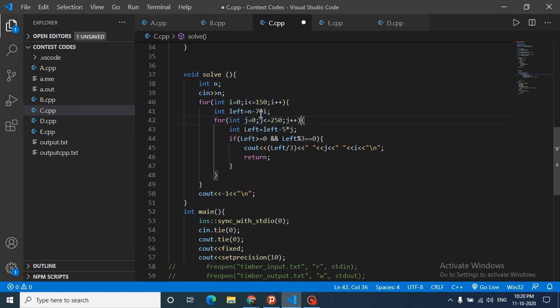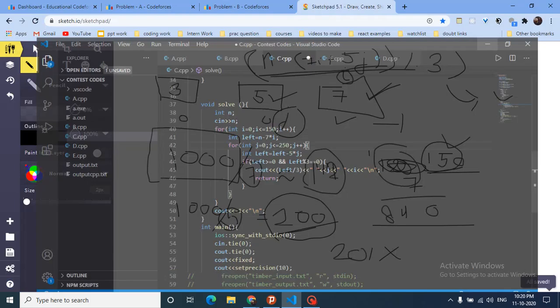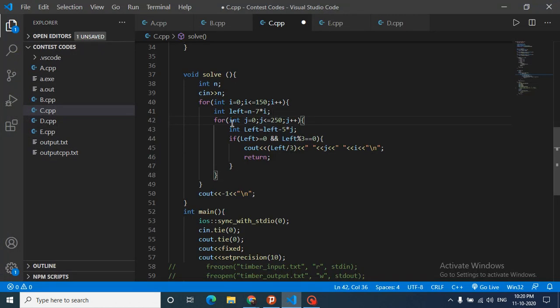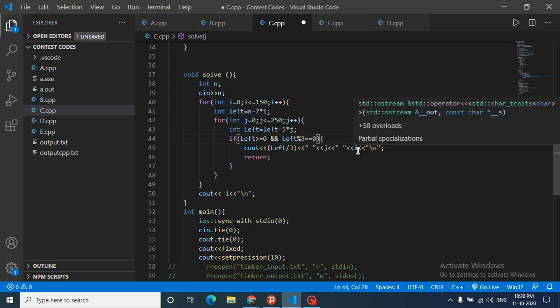Then for j, how many are left again? Because I have taken 7i rooms for 7 type, now if I subtract 5j from what is left, I can also write this expression, but I have done it this way. So this is what is left for the 3 type rooms. I have to check the condition that left should be greater than or equal to 0, and also left modulus 3 is equal to 0, then only this is possible. If this condition holds true, then the number of rooms for the 3 type is left divided by 3, for 5 type is j, and for 7 type is i. And if none of these conditions hold true, then the answer is -1.